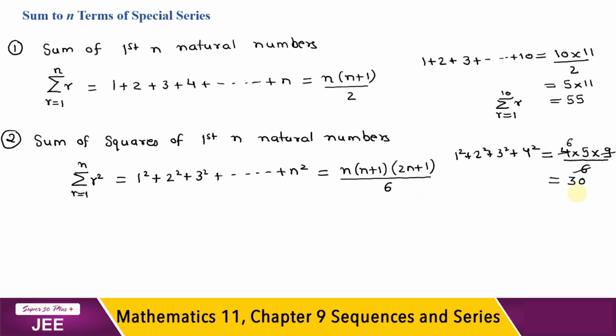Alright, so you have to memorize the sum of first n natural numbers and the sum of squares of first n natural numbers along with their sigma notation.